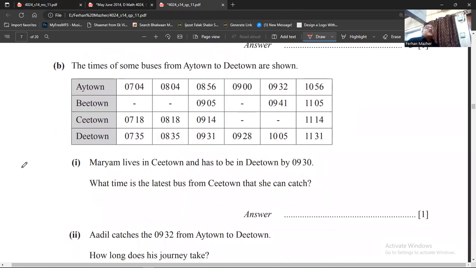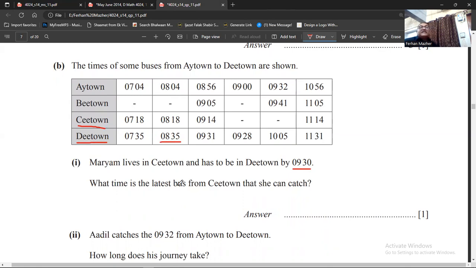Okay, the times of some buses from A town to D town are shown. This is when they start from A town, and this is when they are in D town. Mariam lives in C town, and has to be in D town, which is this, at 9:30. If she comes to D town at 9:31, she will be late. So she will come at this time.